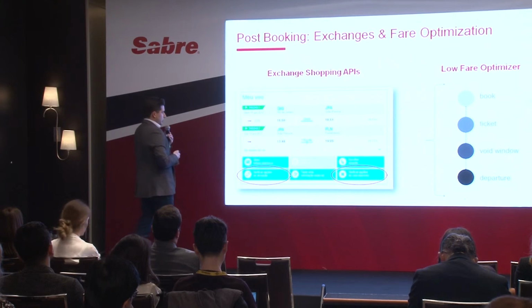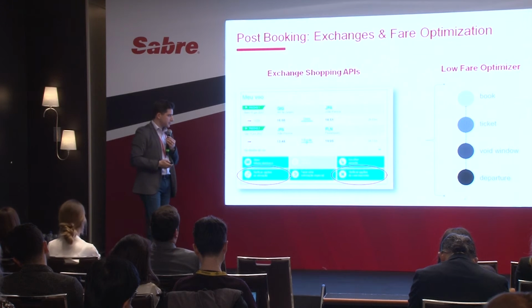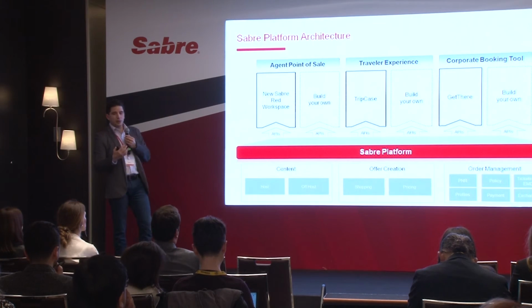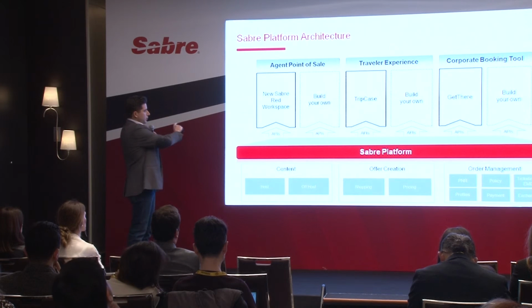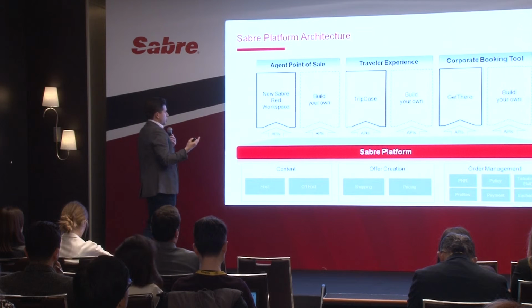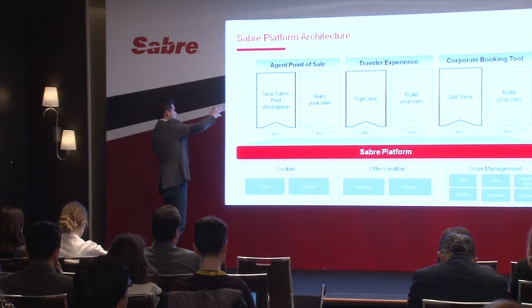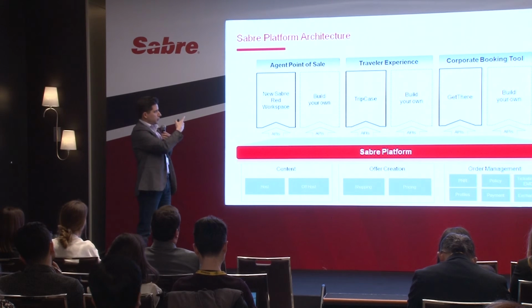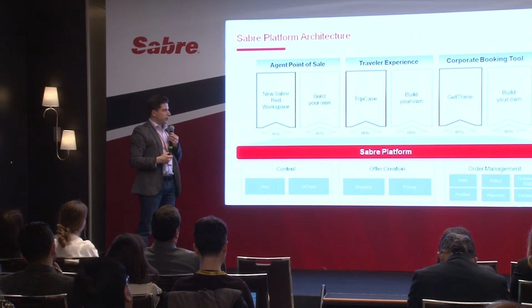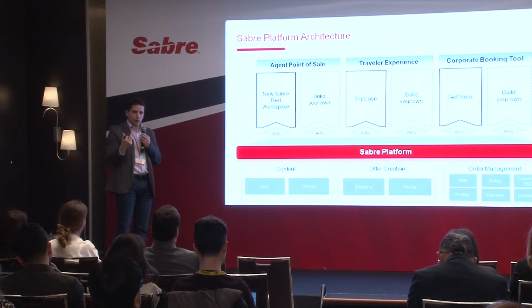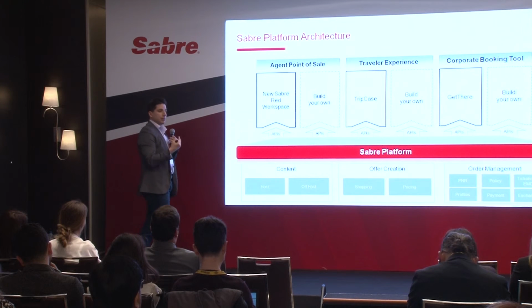But we have what we call low fare optimizer solutions as well. And then just in general, this is the Sabre platform architecture, which is a main Sabre platform in the middle that powers our 3 off-the-shelf applications, which we call the agent point of sale, the new Sabre workspace, on the traveler experience, our mobile or flagship mobile application, what we call Tripcase, and then we have our corporate booking tool, which is Getter. We're also opening up all our infrastructure, so that we're Sabre service enabling all of it.